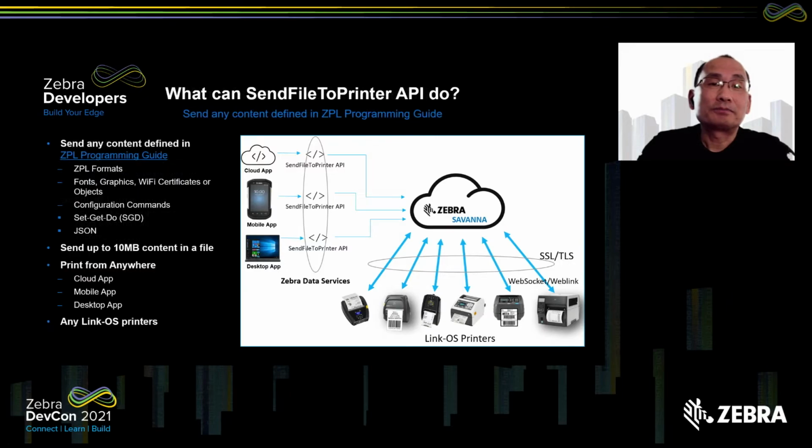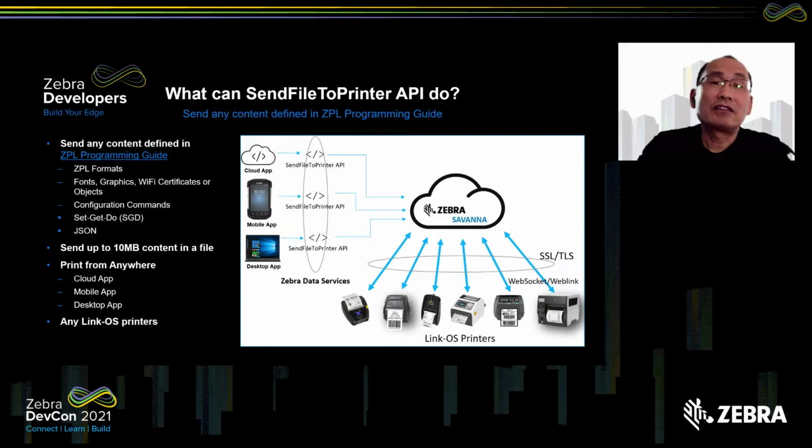So now let's get into what this API can do. As we already said, it's agnostic. You can use this API from any programming language. When you send the file to the printer, what should the content in the file be? The content has to comply with the ZPL format, that is, the requirements specified in the ZPL Programming Guide. Qualified contents include ZPL format, and also fonts, graphics, Wi-Fi certificates, and objects, etc.